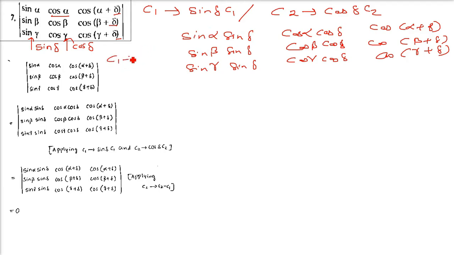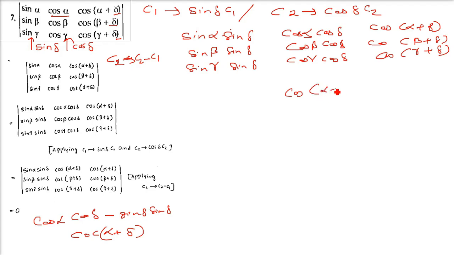Okay, so now we change column 2 to column 2 minus column 1. Because we know the formula, that is why we are doing column 2 minus column 1. So I am doing this first one, cos alpha cos eta minus sin alpha sin eta. What do you get? You get cos(alpha plus eta). There, cos A cos B minus sin A sin B is cos(A plus B). And we are doing C2 minus C1. So the second column will become cos(alpha plus eta), which I just showed, and in the same way the second one will become cos(beta plus eta), third one will become cos(gamma plus eta).